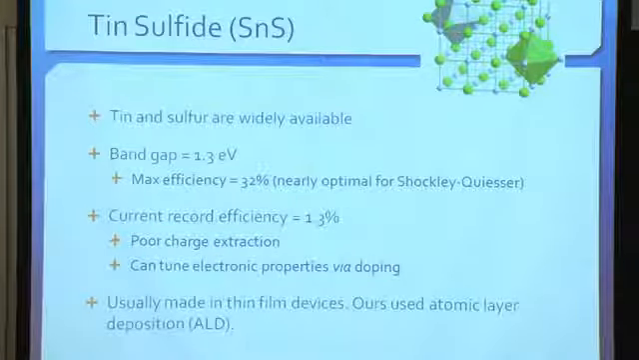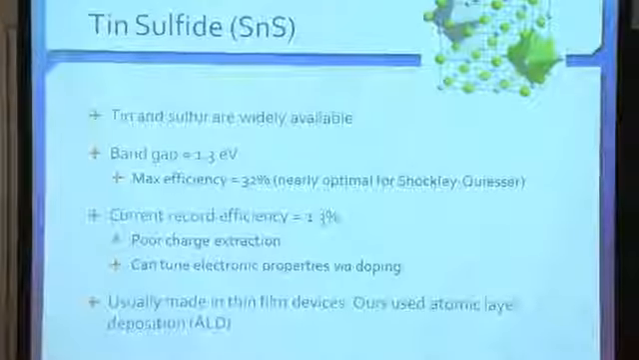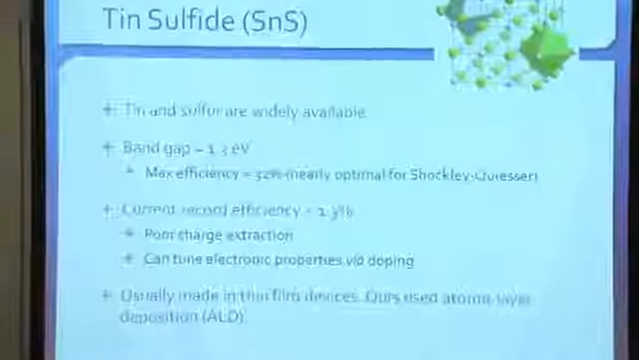However, tin sulfide is a good material for photovoltaics because its crystal structure is amenable to doping. You can add substituent atoms and tune the electronic properties that way. Also, it has a high absorption coefficient, so it can be made into thin film devices. And the device that we're going to show you today was made using atomic layer deposition.